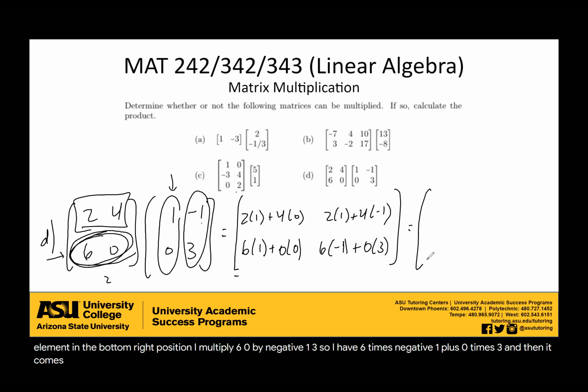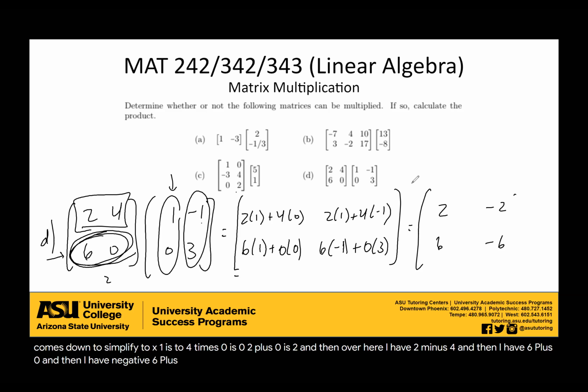And then it comes down to simplifying. 2 times 1 is 2, 4 times 0 is 0, 2 plus 0 is 2. And then over here I have 2 minus 4, and then I have 6 plus 0, and then I have negative 6 plus 0. That's what it's going to end up being.